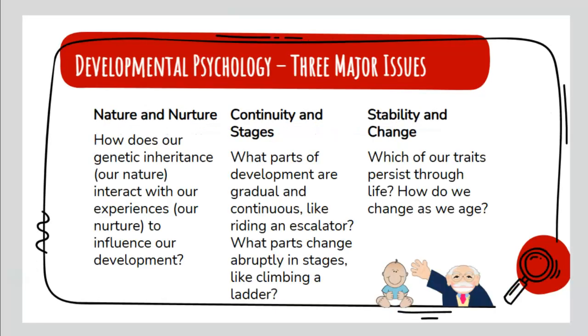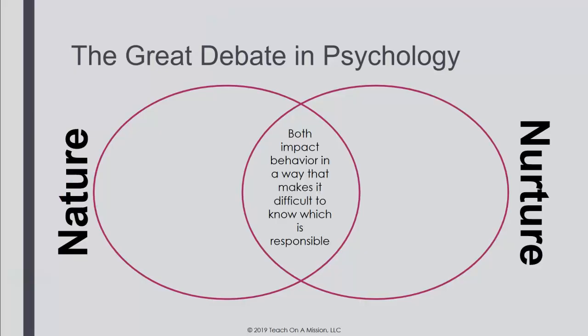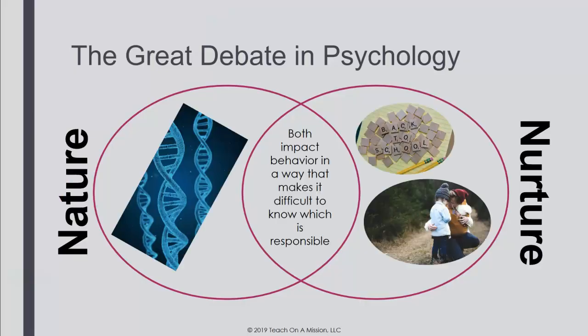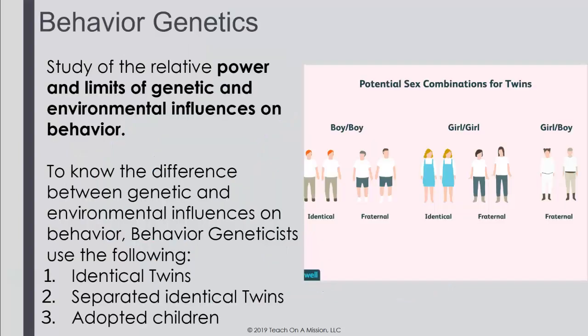Three major issues: the question of nature versus nurture, the question of do we develop continuously or in stages, and do our traits persist throughout life with stability, or do they change as we age? So we've talked about nature and nurture before, so just a really quick recap there. Nature is talking about genetics and DNA. Nurture is the environment, how we were raised, how we were influenced by our environment. That even includes being in the womb and being influenced by your mother's environment there. But we know that both impact our behavior.